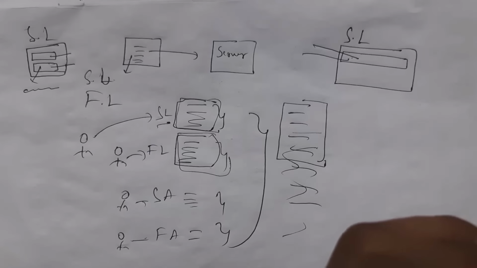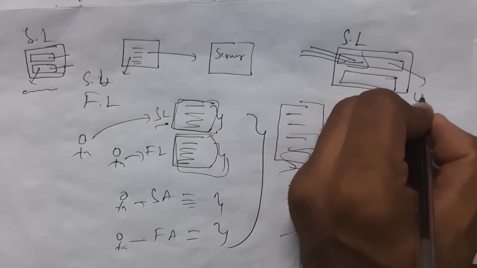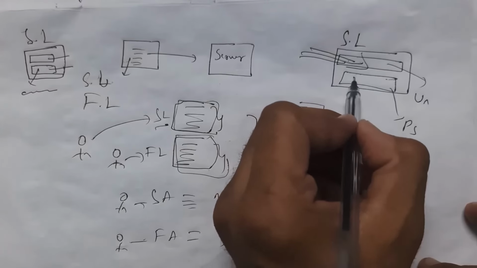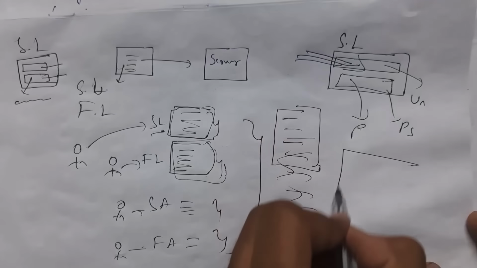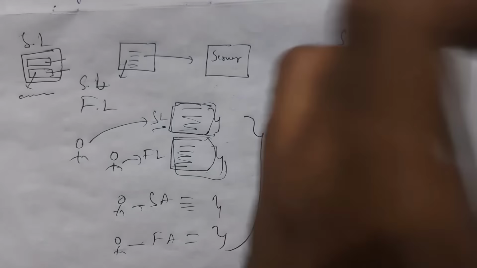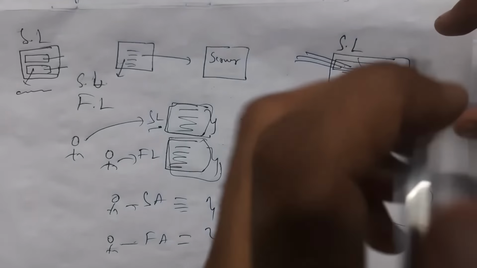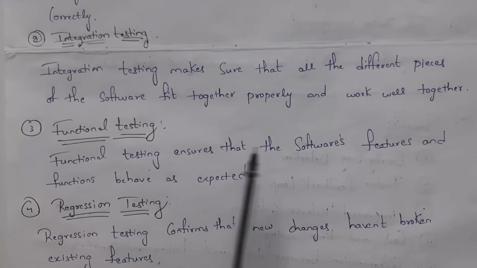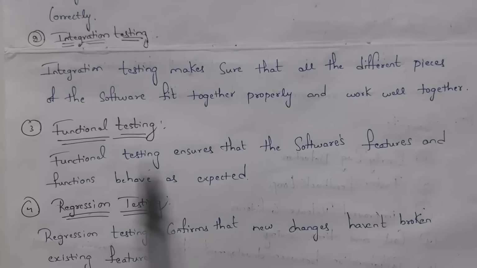As for example, in the student login form, we will enter username and password. But due to some error in this code, whatever the password that I enter, automatically it will open this website. So there is a problem with this functionality. So we need to test the functionality of each feature. So functional testing ensures that software features and functions behave as expected.